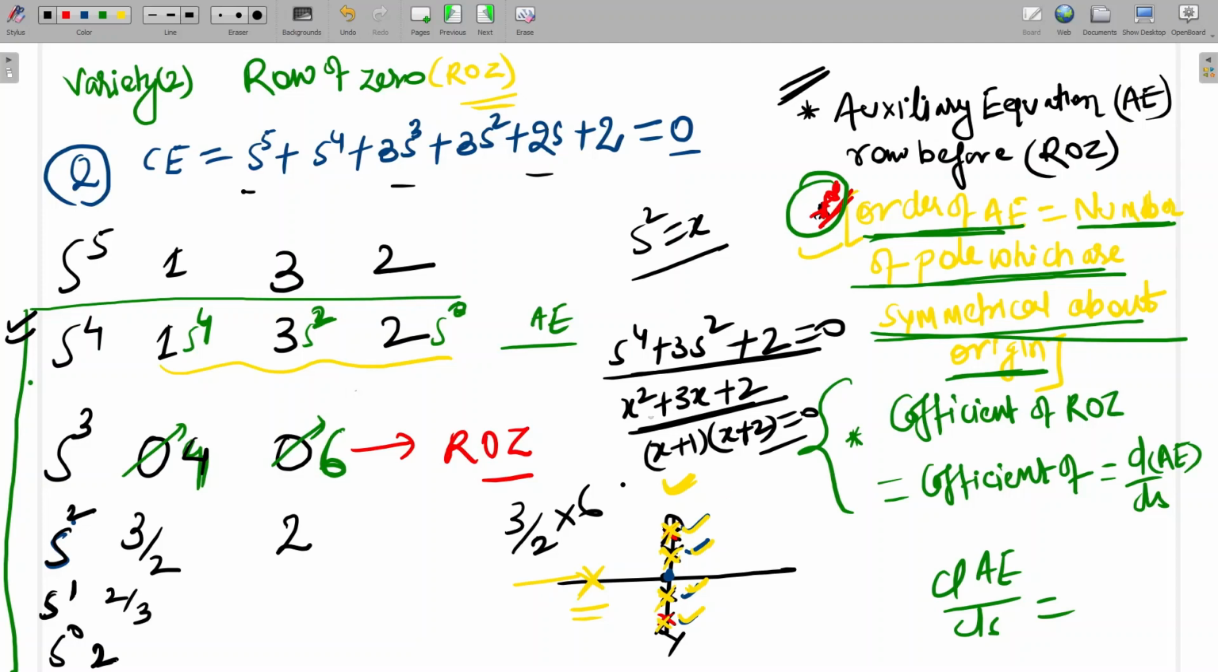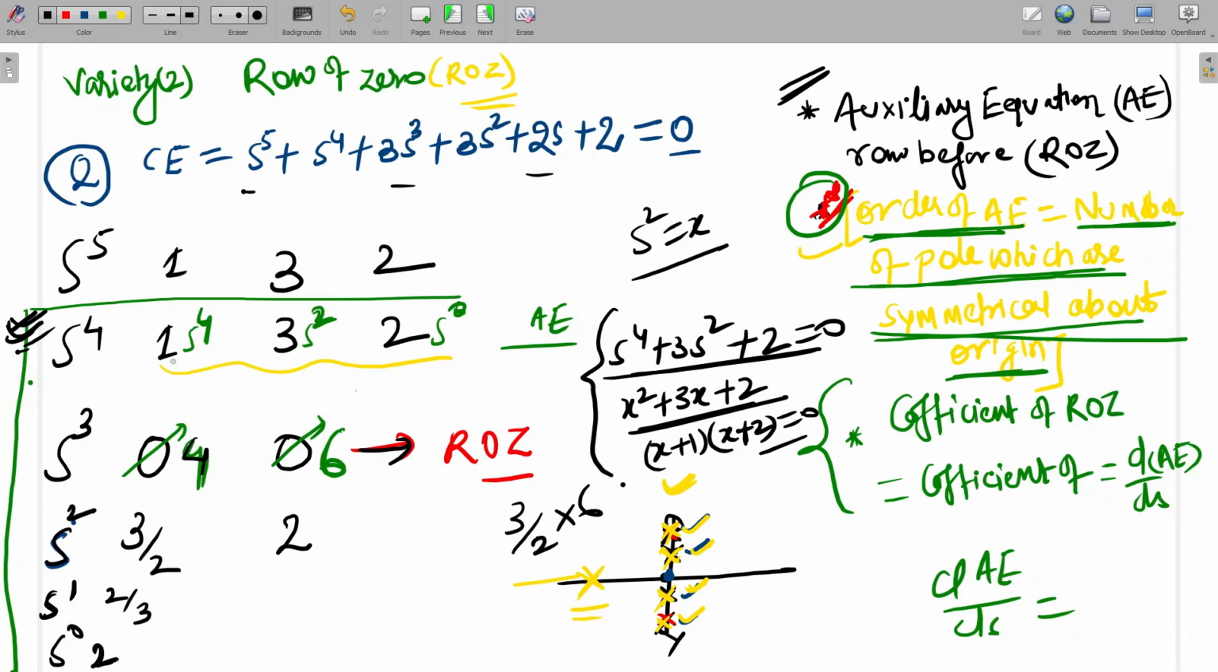Sir, please explain this concept, sir. See, this is the auxiliary equation, where row of 0 is coming. Before that row, the equation will be the auxiliary equation: s to the power 4 plus 3s square plus 2. So this will give some pole values, that will be the poles of the system. So this will give four poles.